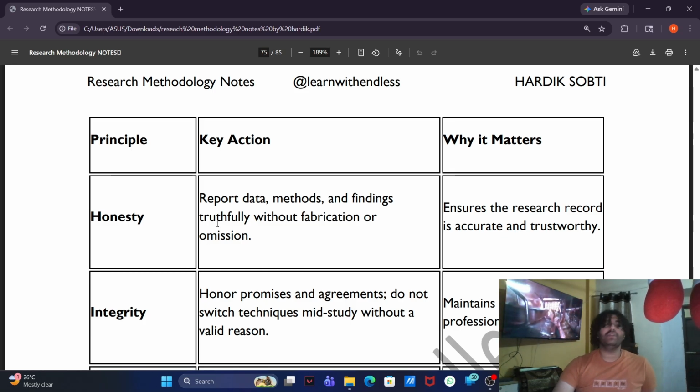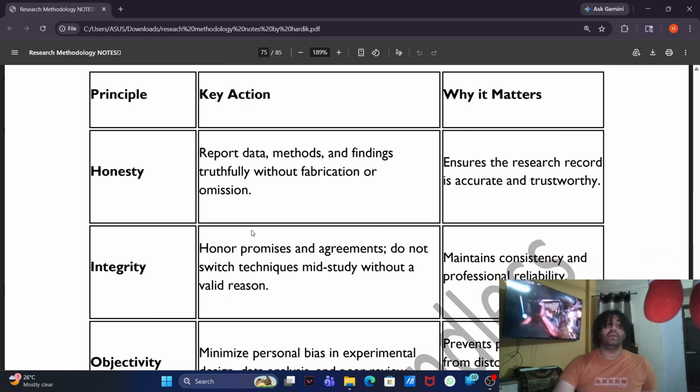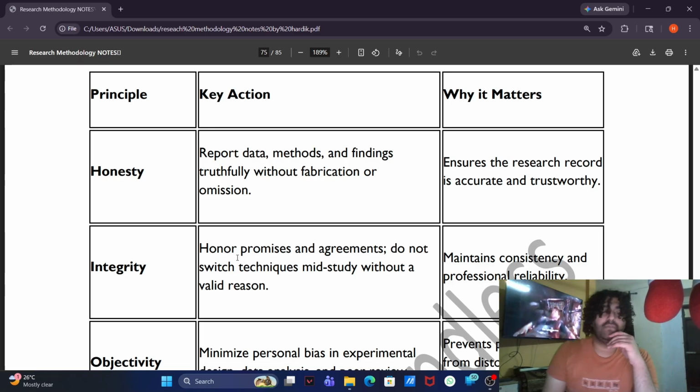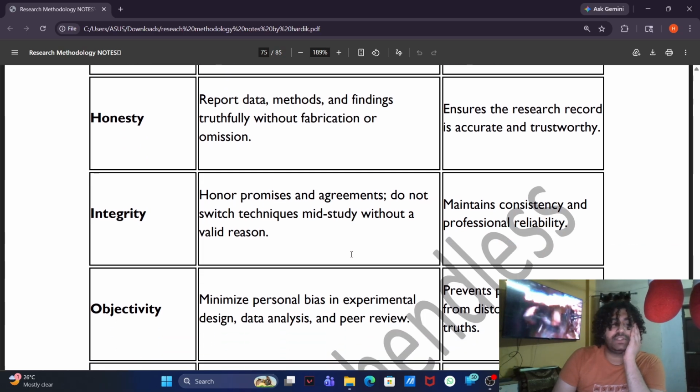Let's go through them again. Principle: honesty. Its key action is to report data, methods, and findings truthfully without fabrication or omission. Why it matters: it ensures the research record is accurate and trustworthy. Integrity. Its key action is to honor promises and agreements. Do not switch techniques mid-study without valid reason. It matters because it maintains consistency and professional reliability.